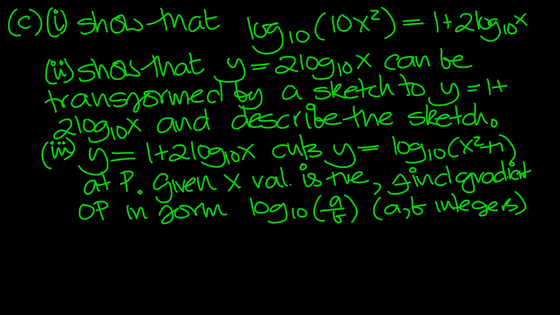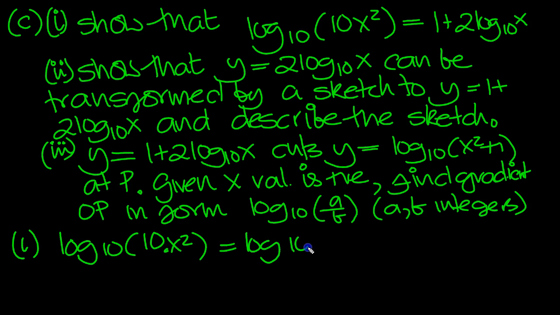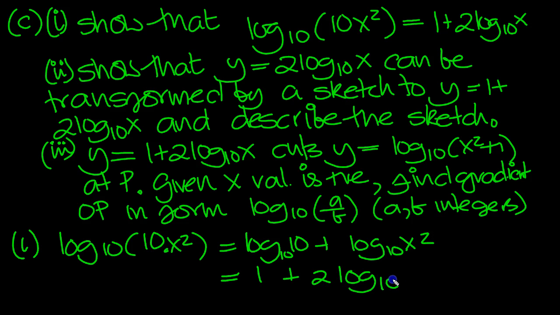So let's have a little look at this then. First of all, we need to show this, part 1. So log 10 of 10x squared: you add, don't you? So it's log 10 of the first part of the product plus log 10 of the second part of the product. Power rule for logarithms then. Log 10 of 10 is 1, and the power rule means the 2 jumps down to ground level. 2 log 10 of x, that's what we wanted to show.